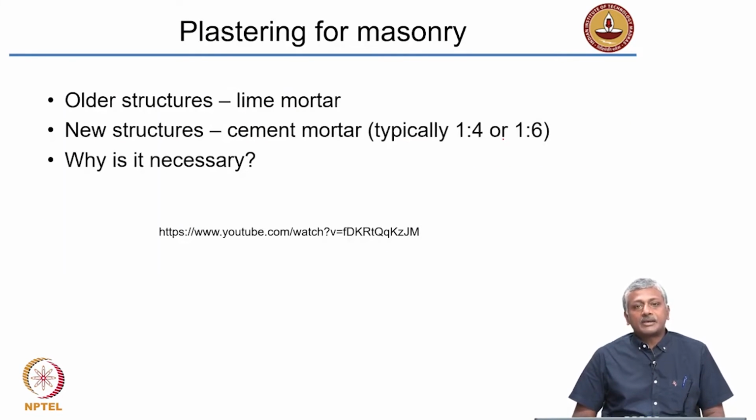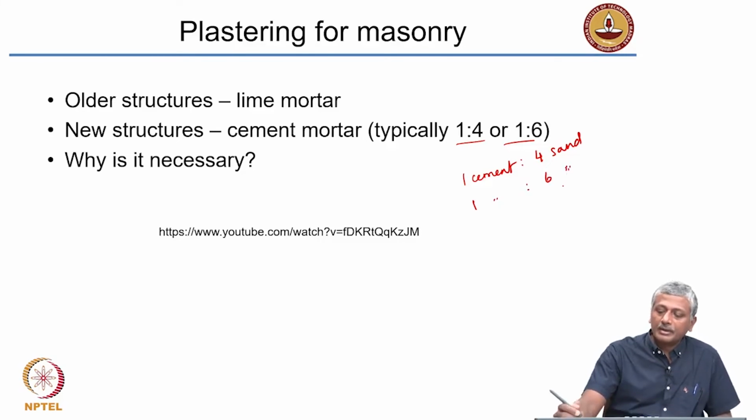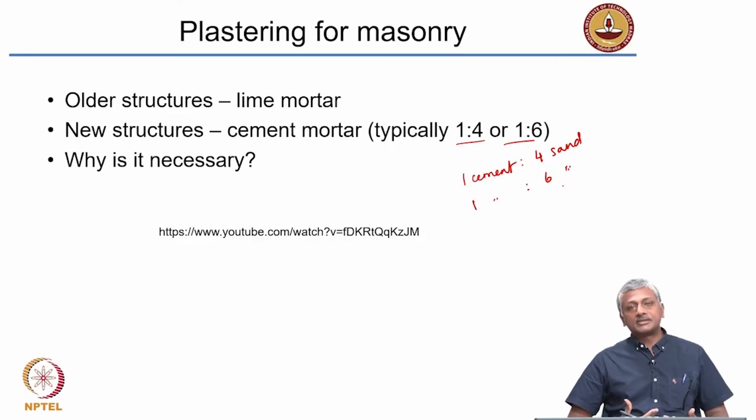Coming back to the plastering, after the wall is completed, obviously you need to do plastering. As I said, older structures were done with lime mortar, while new structures are typically done in cement mortar. And generally when you talk about plasters, they talk about ratios like this: 1 part of cement to 4 parts of sand, or 1 cement to 6 parts of sand, depending upon the consistency of the plaster that you require or depending upon the strength of the plaster that you require.